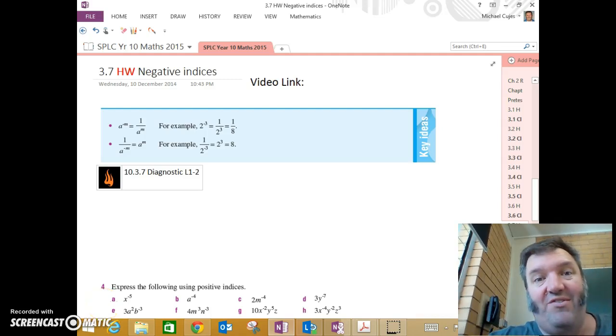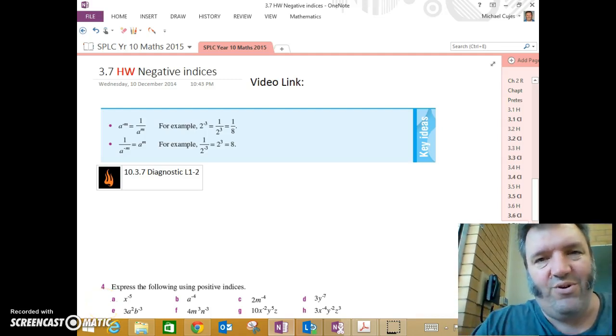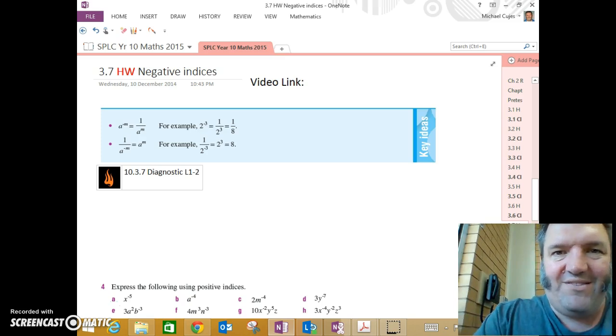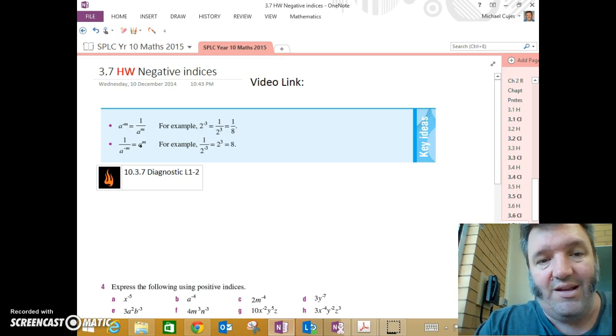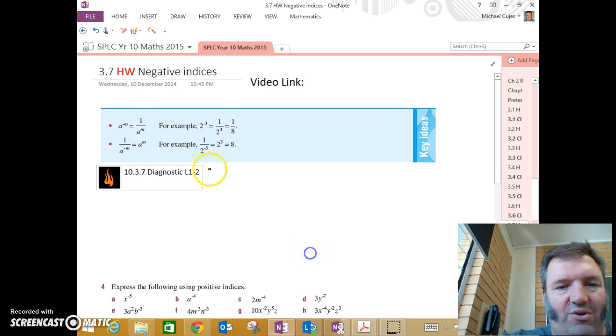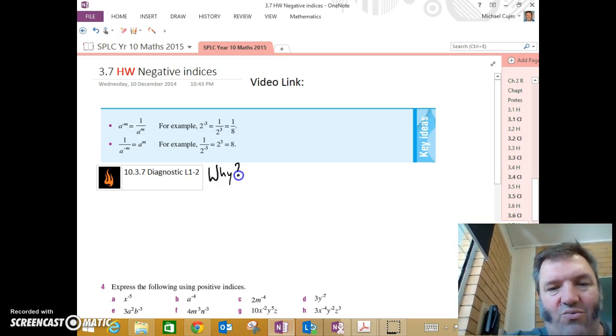Right, 10.3.7, negative indices. Again, we've done these before. You can see a couple of examples. If I have something to a negative index, I can move it to the denominator. If something in the denominator has a negative index, I can move that into the numerator to get rid of the negative. Why does it work that way? Let's do a quick reminder, because it's important that you understand why.